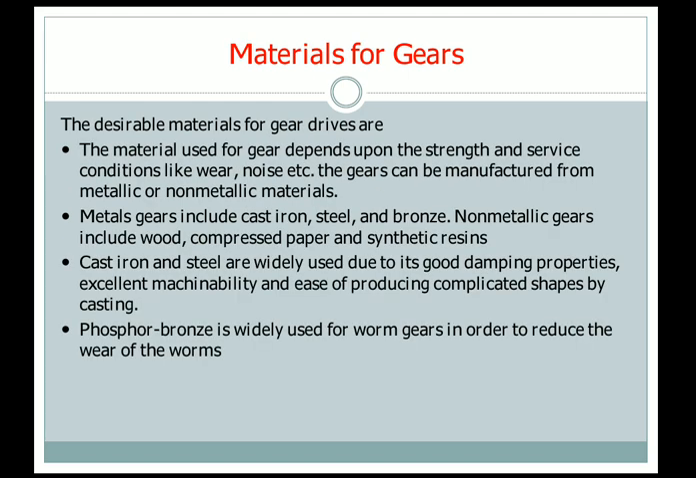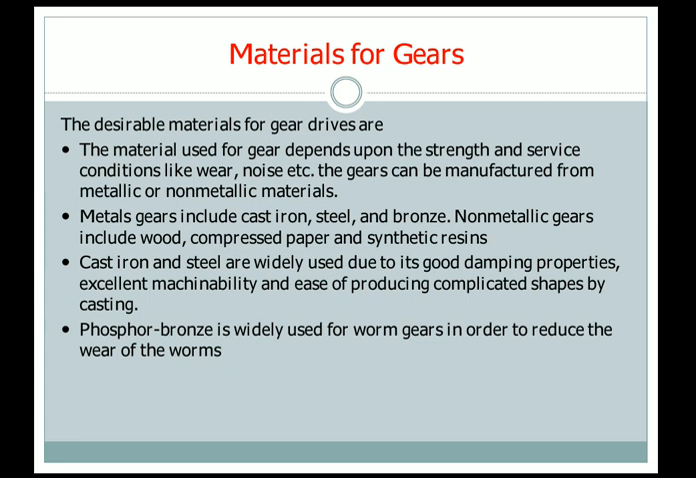Next we shall see the materials used for manufacturing of gears. The material used for a gear depends upon the strength and service conditions like wear, noise, etc. Gears can be manufactured from both metallic and non-metallic materials. Metal gears include cast iron, steel, and bronze. Non-metal gears are manufactured using wood, compressed paper, or synthetic resins.